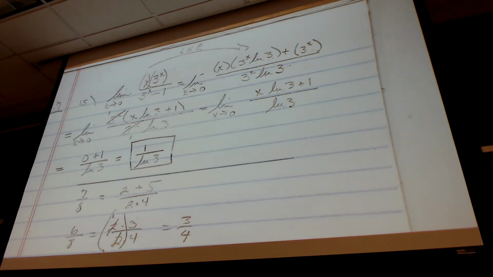I want you to make sure and do 17 and 21, if you haven't done them yet, because they both have multiple applications of L'Hopital's rule, but nothing tricky or anything. You just have to keep simplifying and applying.